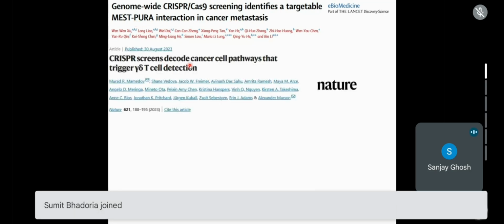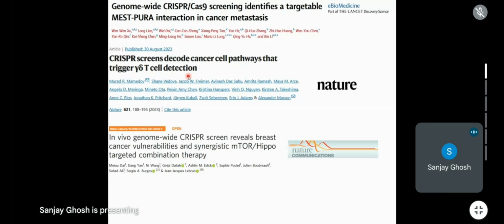There has been CRISPR screen to find out the cell pathways in cancer that trigger some cell-based detection. They have also been used to identify breast cancer vulnerabilities and even how it interacts with the signaling pathway.